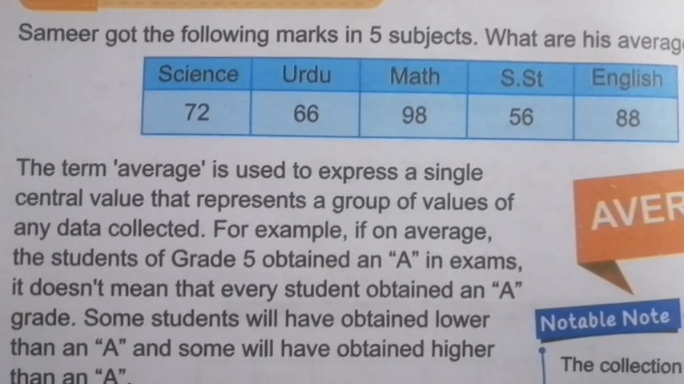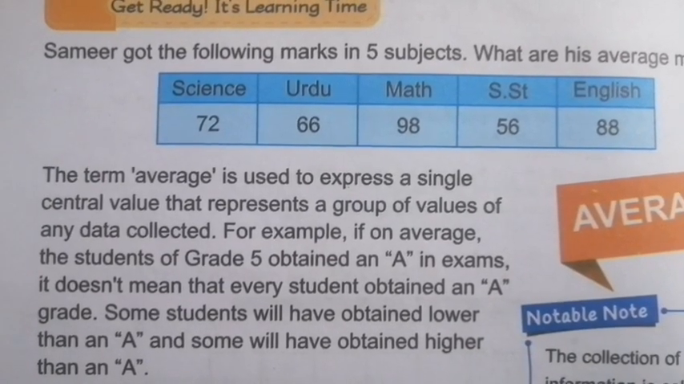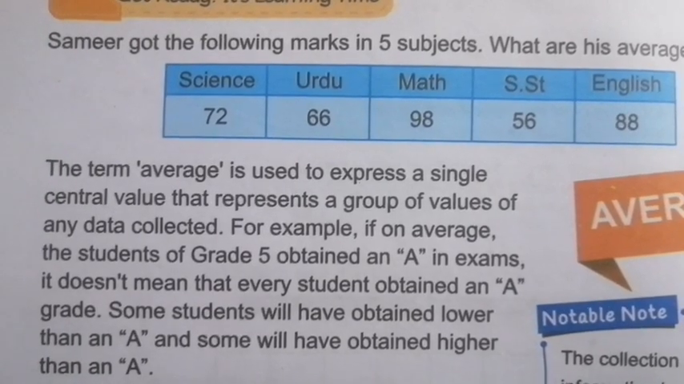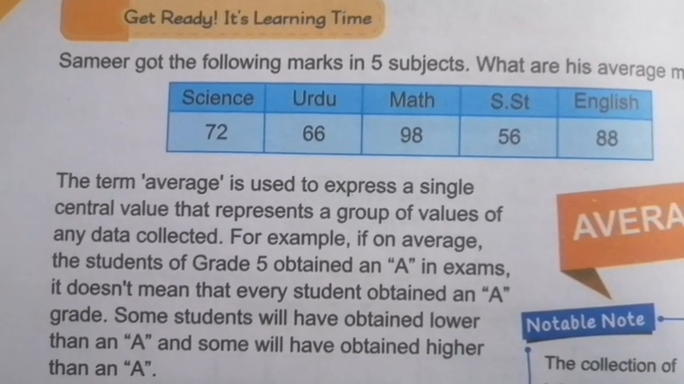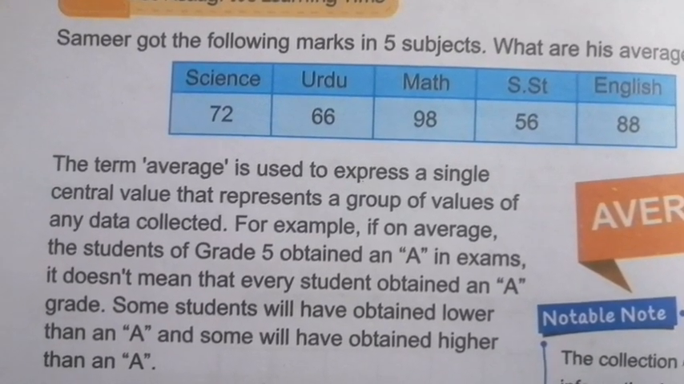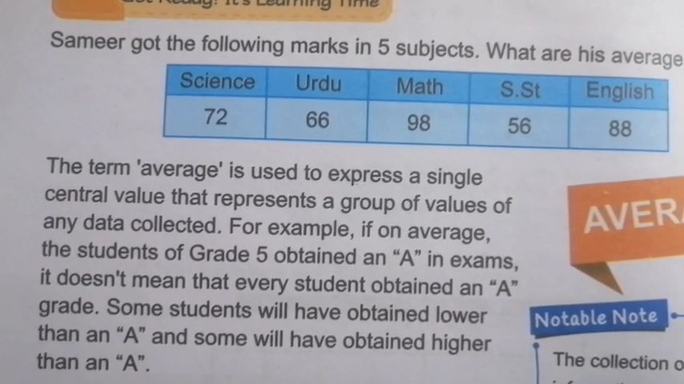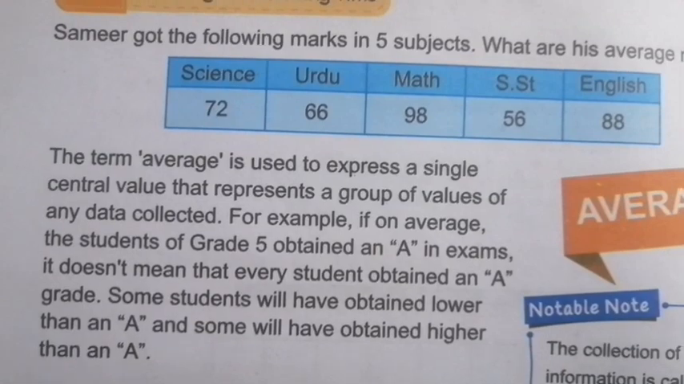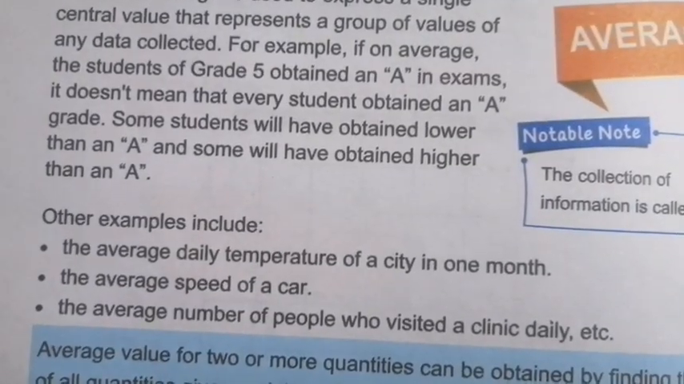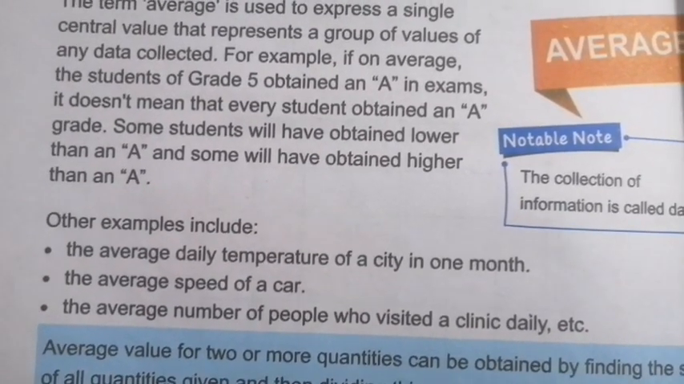As the definition says, the term average is used to express a single central value that represents a group of values of any data collected. So you have different quantities, you sum up all these quantities and then divide by the number of quantities, and you will get the average value. In that way we can find out how much the average was.